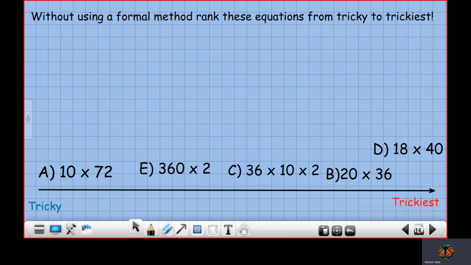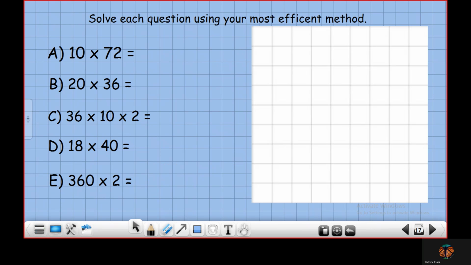I'm just going to squeeze that one at the end. Now, that's just my opinion. You might have a completely different opinion than me, and that's fantastic. But let's have a look at what these questions mean. Now, on here, I want you to try and solve every single question that we've got. So 10 times 72, 20 times 36, 36 times 10 times 2, 18 times 40, and 360 times 2. Have a go at solving all of them, and then we'll explore it together.